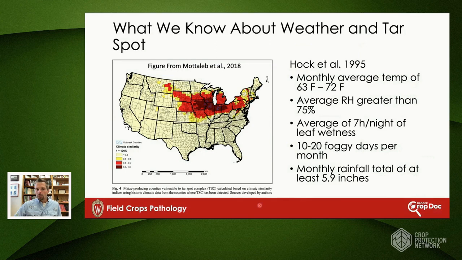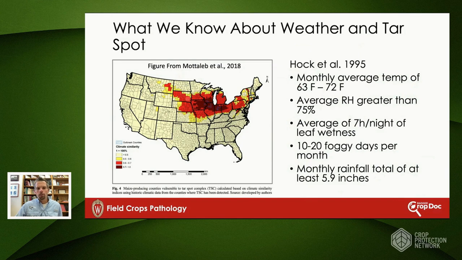What you will see here, though, is that 4 of the 5 parameters that we show here in bullets are moisture parameters. So relative humidity greater than 75%. If we have a lot of leaf wetness at night, foggy days, 10 to 20 foggy days per month, high rainfall, 6 inches or more rainfall in this particular set of studies. So moisture is really important, drives a lot of what happens here, along with a little bit of temperature.